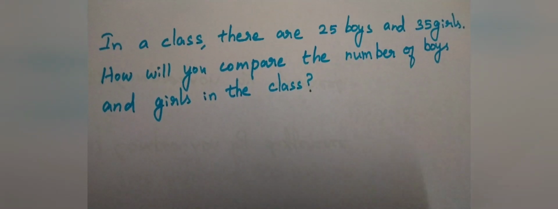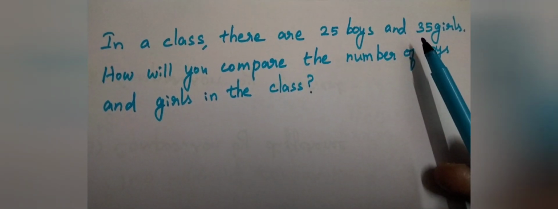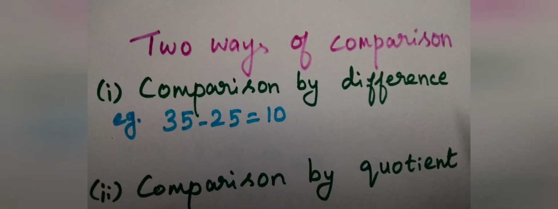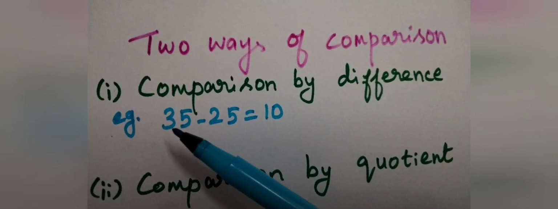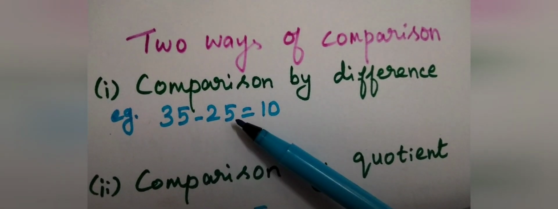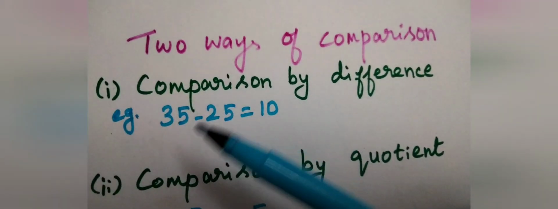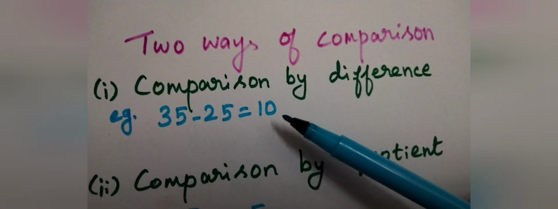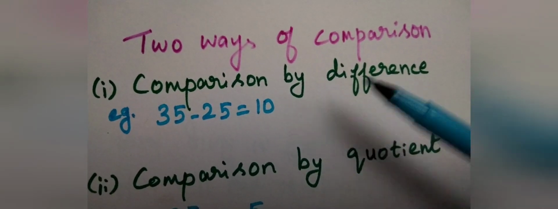Let us see with an example. In a class, there are 25 boys and 35 girls. So, how will you compare the number of boys and girls in the class? Let us see with the comparison by difference. So, number of girls is bigger and number of boys are less, isn't it? So, when you subtract 25 from 35, we get 10. The difference is 10. That means number of girls in the class is more than how much? 10 students more than the number of boys. So this way of comparison we call it as by difference.